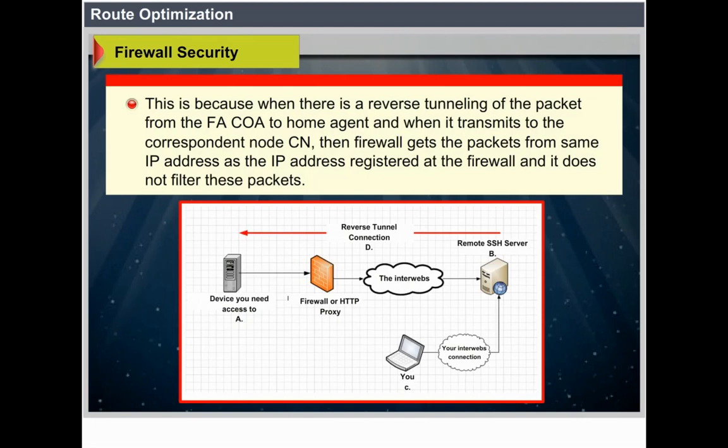This is because when there is reverse tunneling of the packet from the FA COA to home agent and it transmits to correspondent node CN, then firewall gets the packets from same IP address as the IP address registered at the firewall and it does not filter these packets.